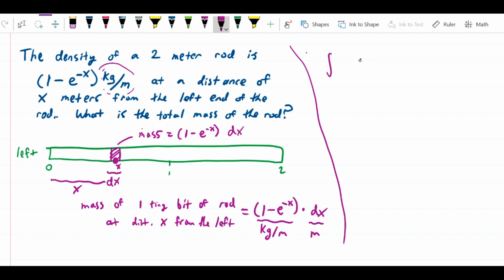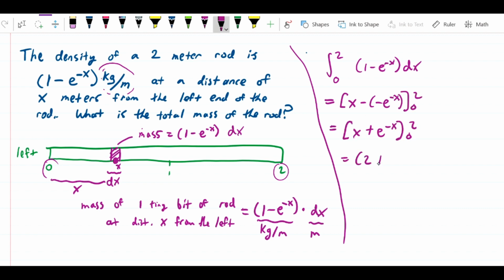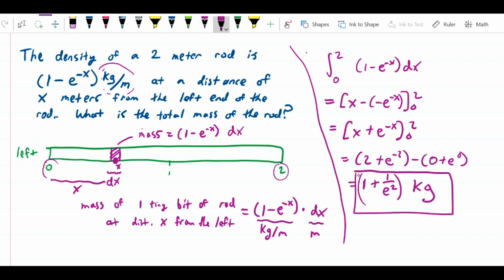So the integral of 1 minus e to the negative x dx from the lowest possible x value up to the highest possible x value, which goes 0 to 2. And so I'm just going to zip through the algebra. So there we go. That's the mass of the entire rod.